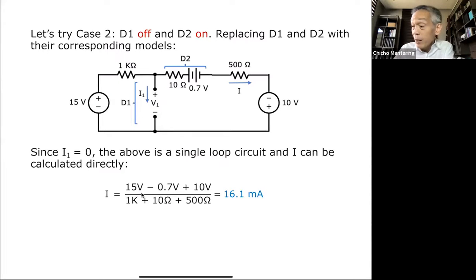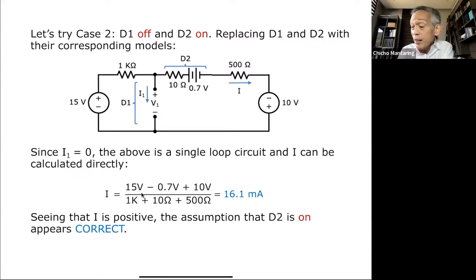Okay, note, I got a positive value. So anong ibig sabihin? Ibig sabihin, mukhang tama yung assumption ko rito sa D2. Mukha pa lang, no? Because I still have to validate the state of D1. So seeing that I is positive, the assumption that D2 is on appears correct.